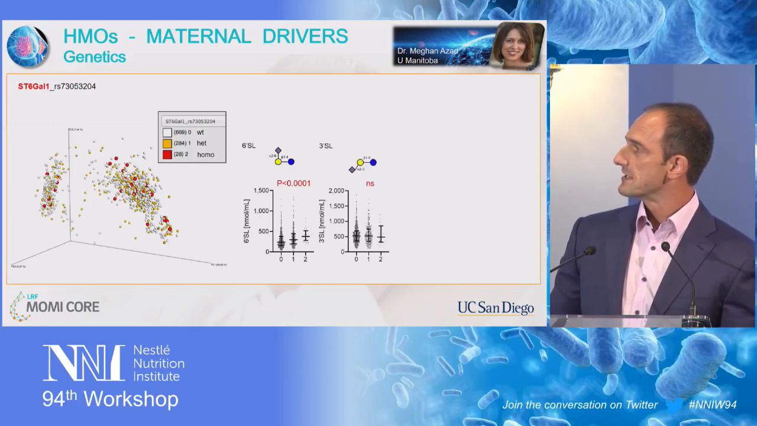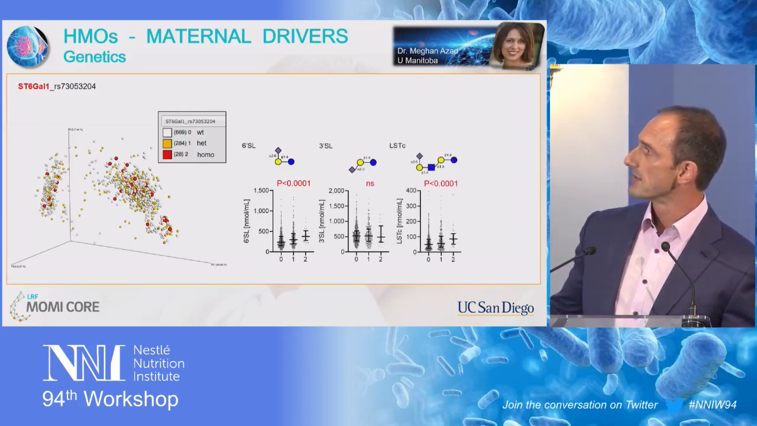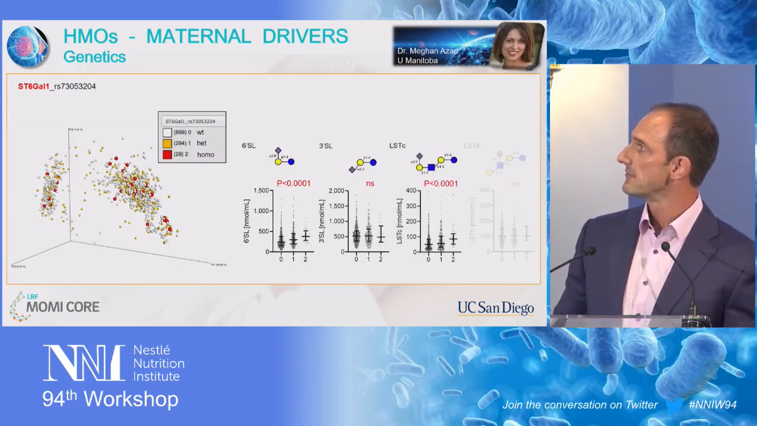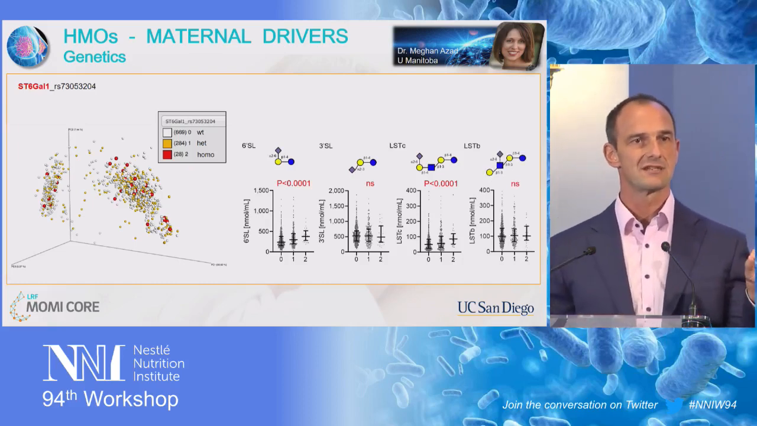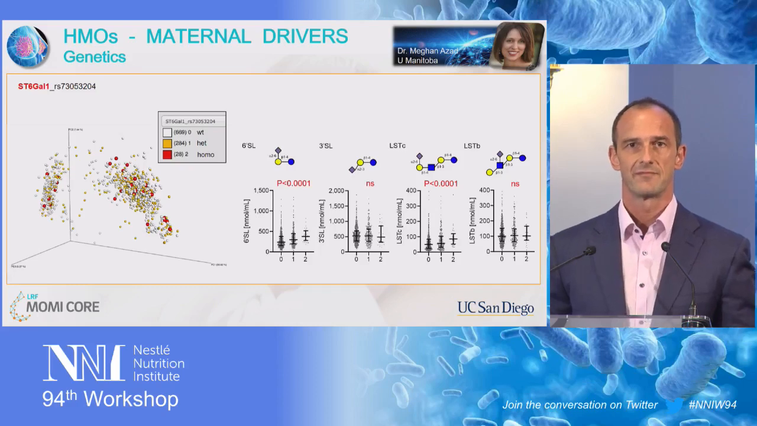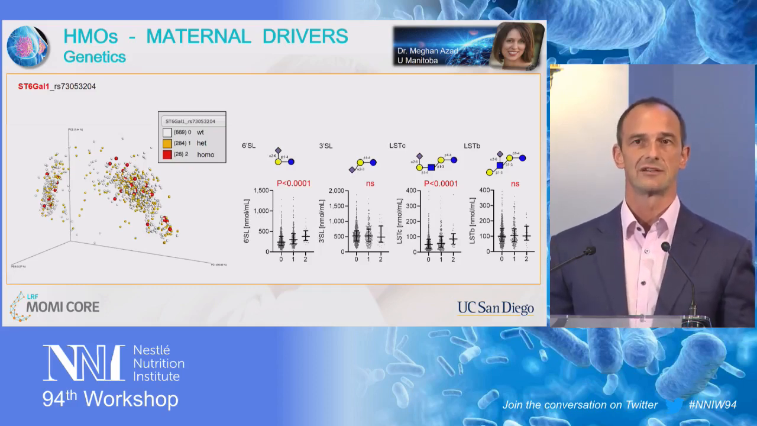And that does not relate to 3'SL. It relates to a similar oligosaccharide, that's the extended structure, LSTc, but not LSTb. So there's very clear associations between different SNPs and different genes and oligosaccharide synthesis. Genetics play a major role in oligosaccharide composition.